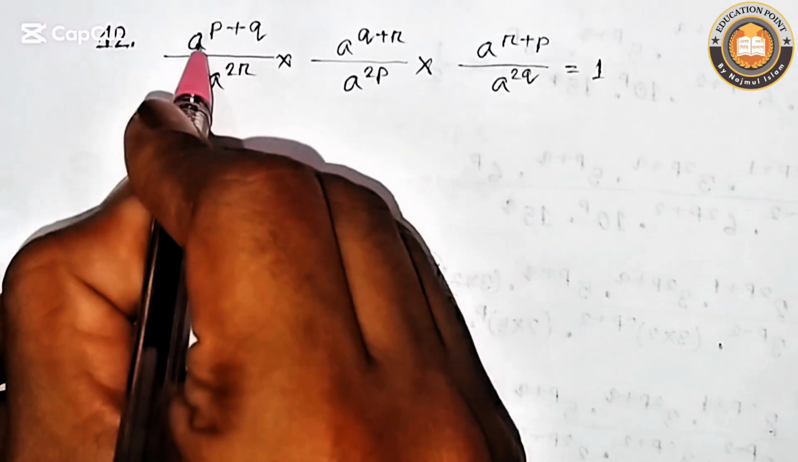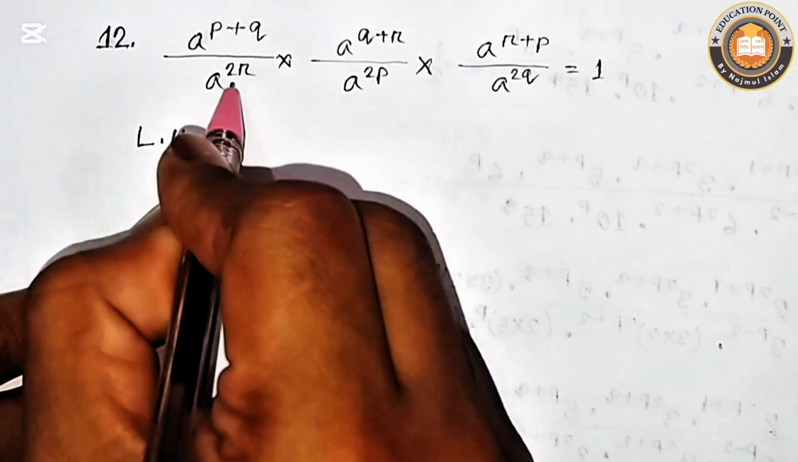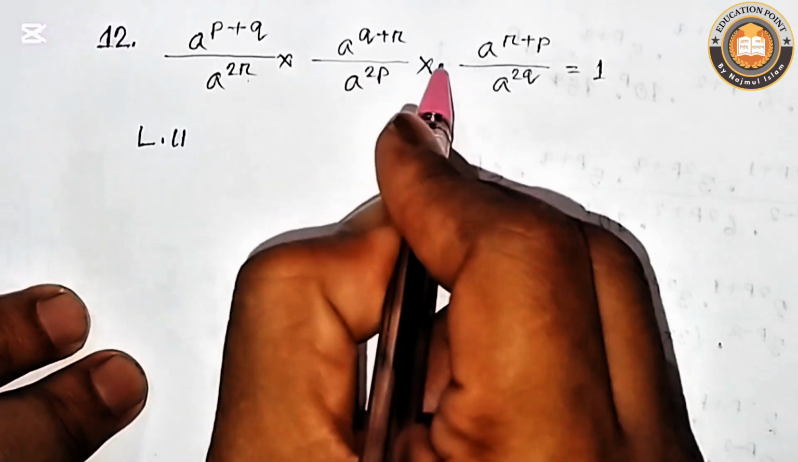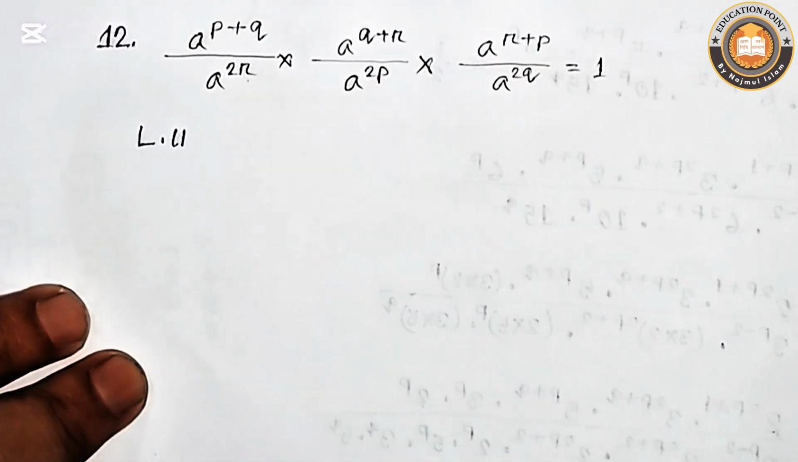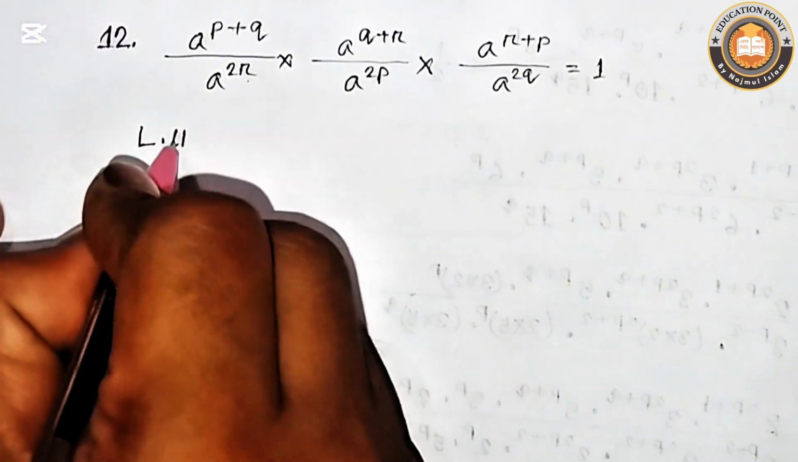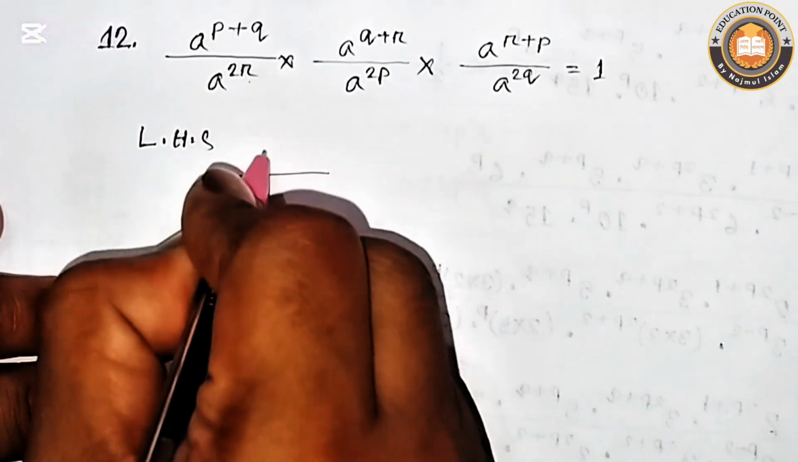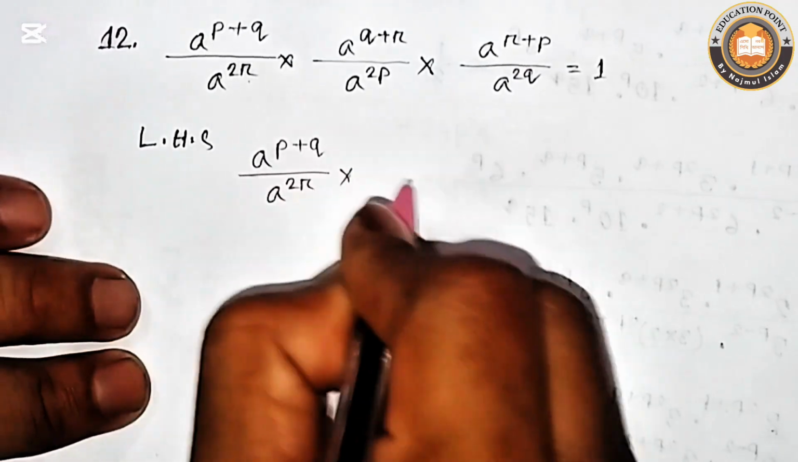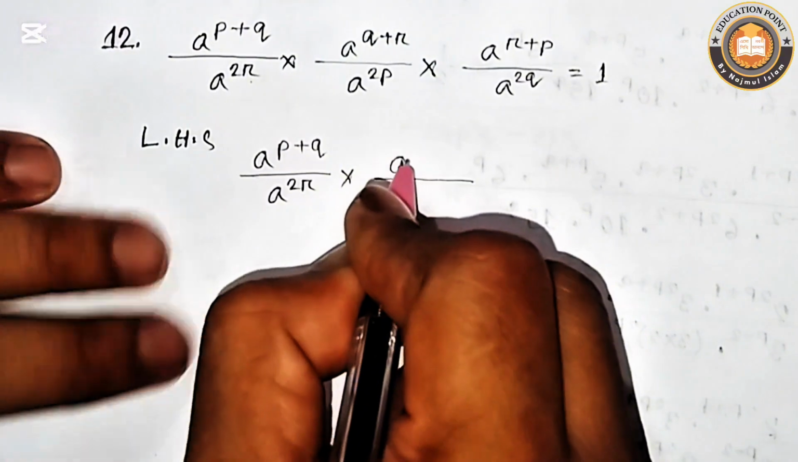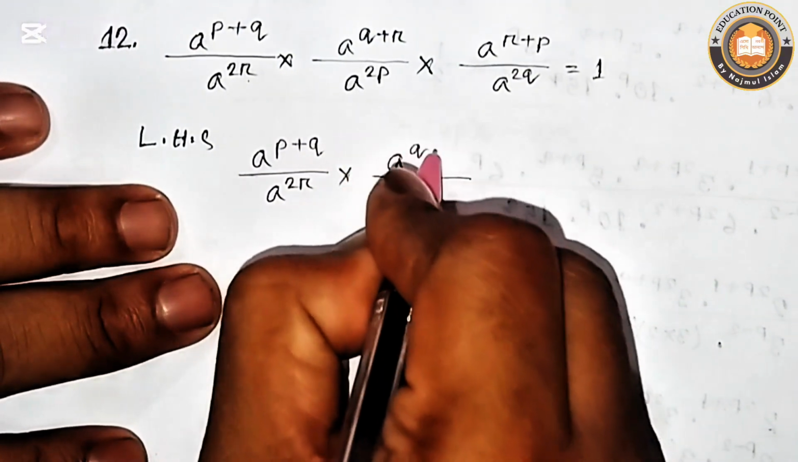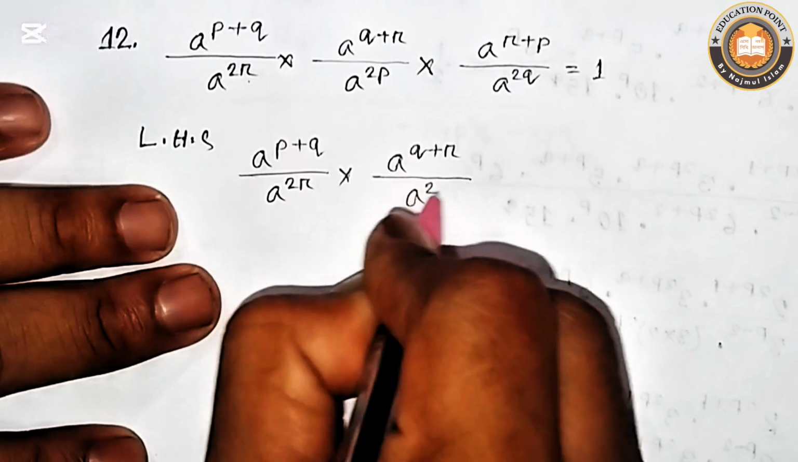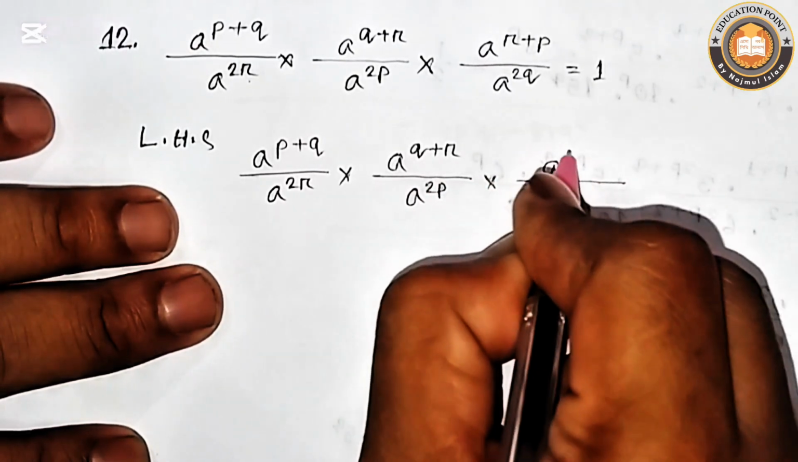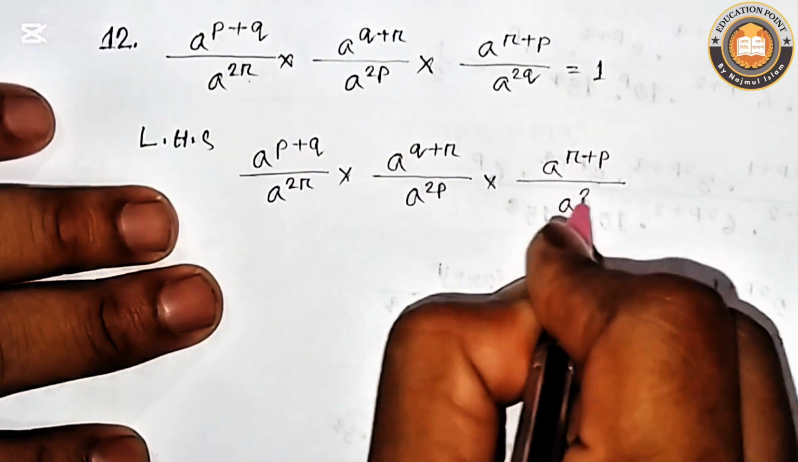Question number 12. a^((p+q)/2r) × a^((q+r)/2p) × a^((r+p)/2q) = 1. Left hand side: a^((p+q)/2r) into a^((q+r)/2p) into a^((r+p)/2q).